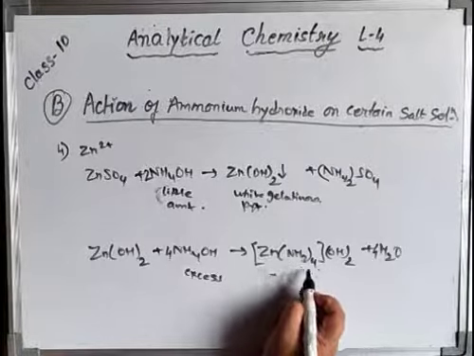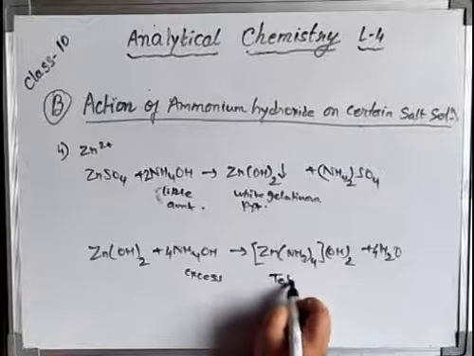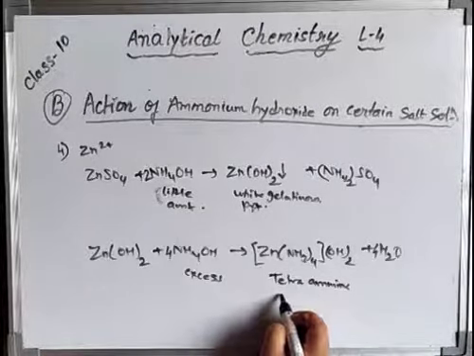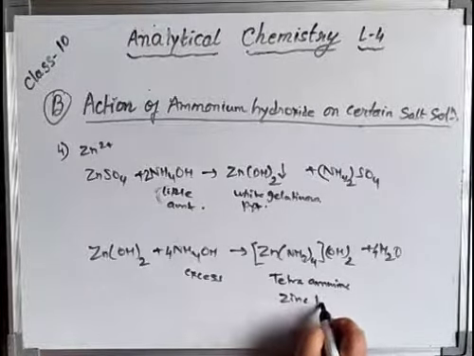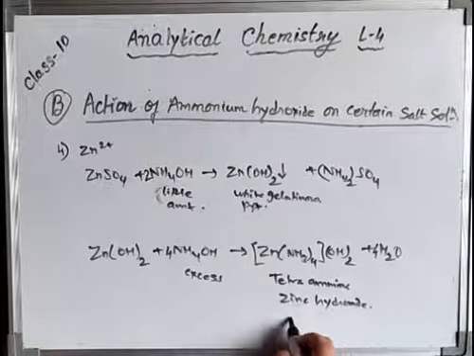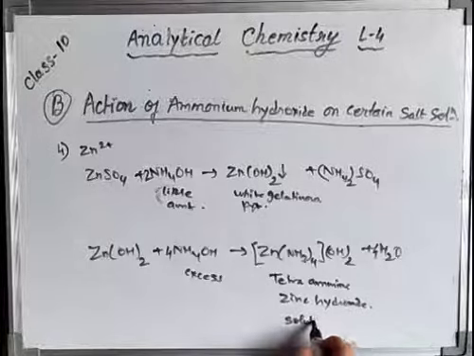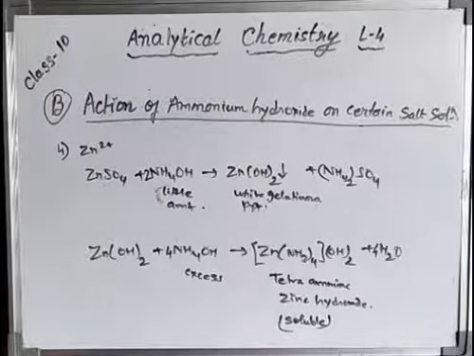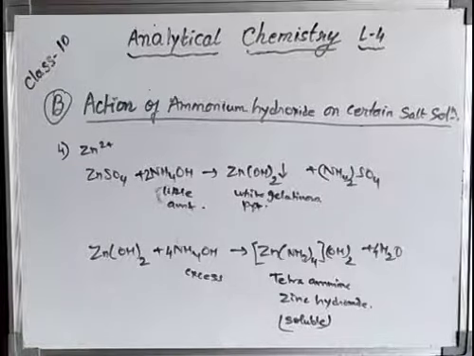Tetraamine, NH3 is amine, tetraamine zinc hydroxide. So it is a complex salt and it is soluble in nature. And what will be the color? It is the color of the salt, obviously. It is a white salt.